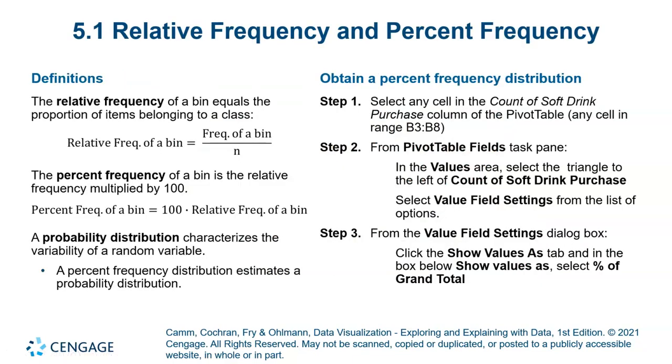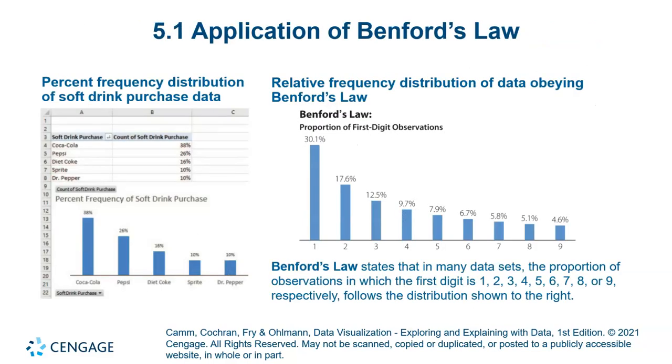Okay, so there are certain formulas for your calculation. You can apply this one, and you will find what the different formulas are. For example, relative frequency is the frequency of the bin divided by the total number. And then we have some probability distribution characteristics as well. So what are the probability distribution characteristics for a random variable? A percent frequency distribution estimates a probability distribution. So let's have some examples on it.